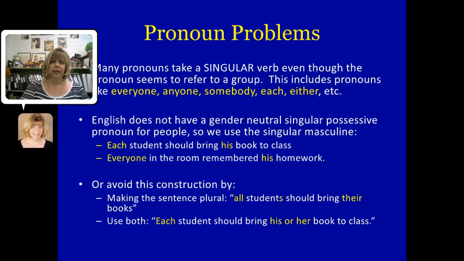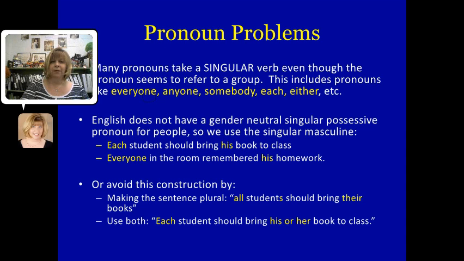So this includes pronouns like everyone, anyone, somebody, each, either, etc. Now, even though we know that the word everyone is going to refer to more than one person, the fact that it has that word one in it means that when you go to use it in a sentence, you choose a singular verb to go with it. Every single one person is going to the state fair, for example.